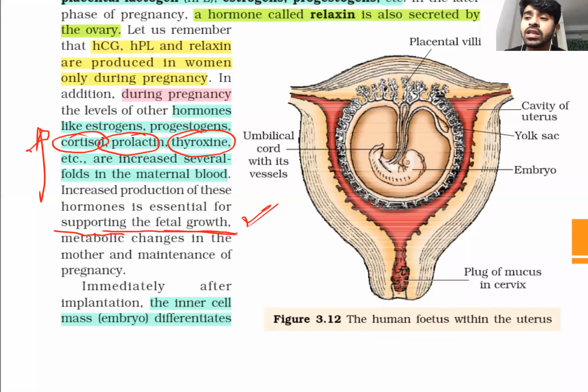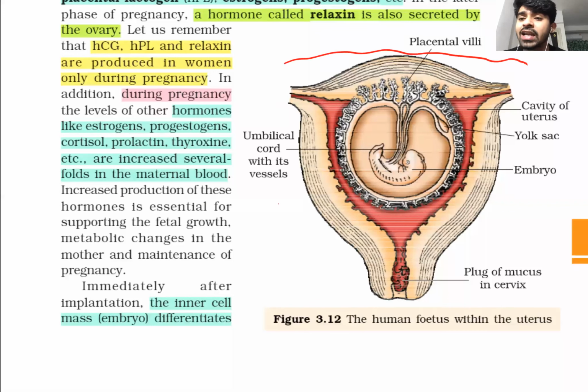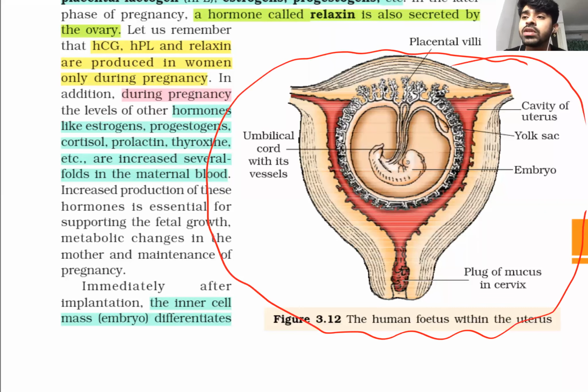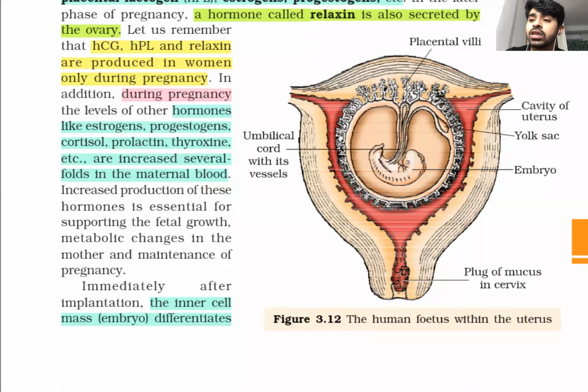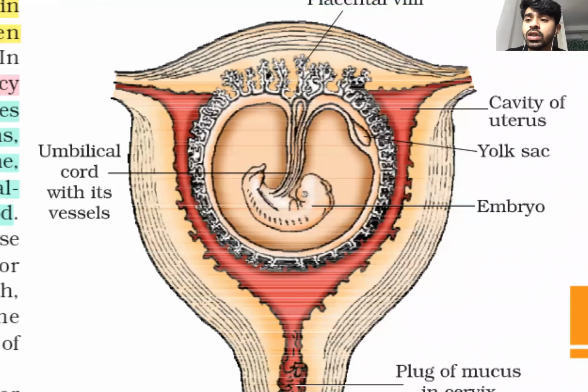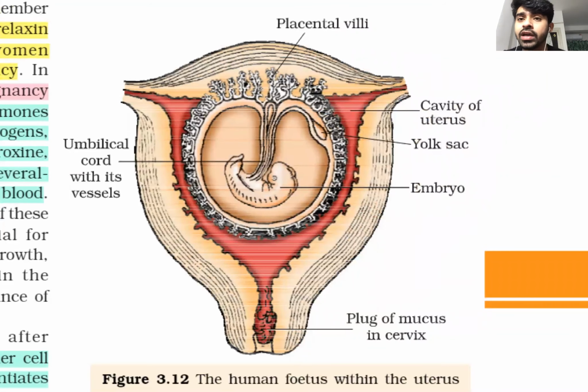Can you tell me, in a previous year, this diagram was given in black and white. Who can tell me this diagram? All the pointings are very, very important here. Can you tell me what this is? You have to remember, this is called the embryo.